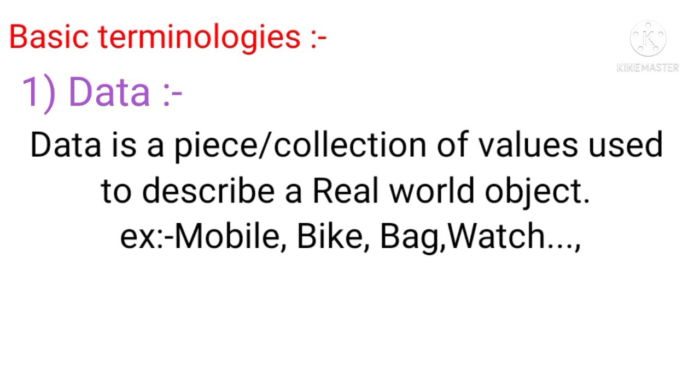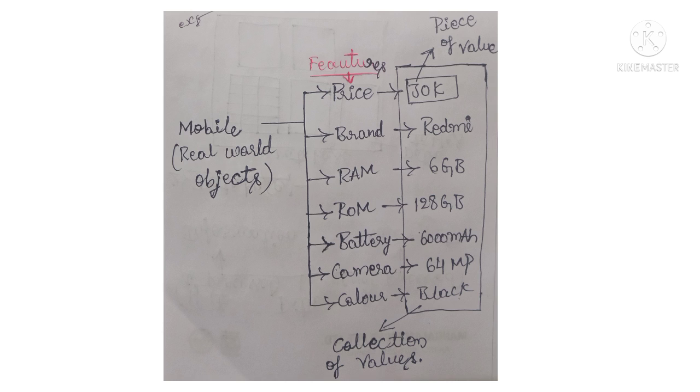Today we're gonna discuss the basic terminologies of SQL. First, data. Data is a piece or collection of values used to describe a real world object through the features of the real world object. As shown in the figure, 30K, Redmi, 6GB, 128GB, these are all called pieces of value, or combinedly we call it a collection of values. These are used to describe the real world object through its features.